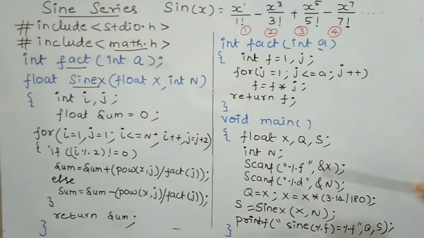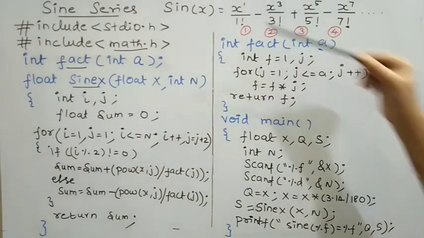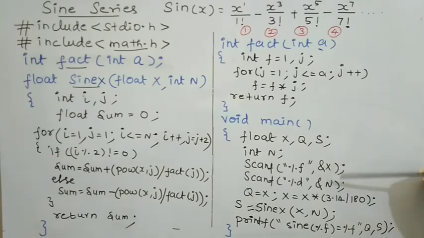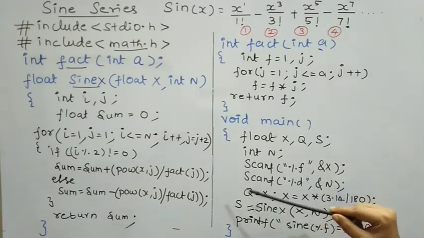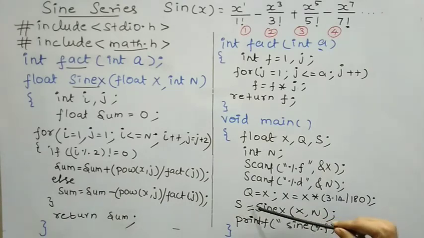From main, I will get the two inputs x and n. X is the term whose sine series we need to calculate. N is the total number of terms. By giving this x and n as arguments, I am calling this function sin x, which will calculate the sine series. Then it will return the value in s. Okay, and then the output value s is printed here.